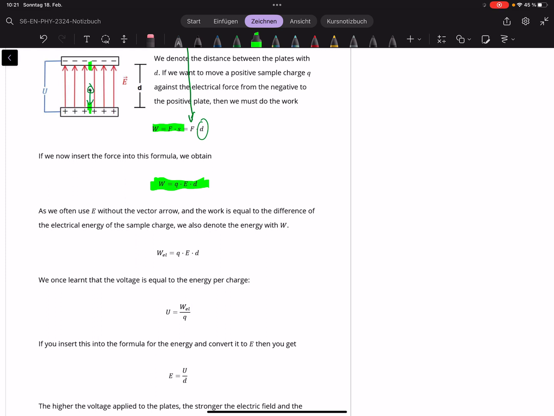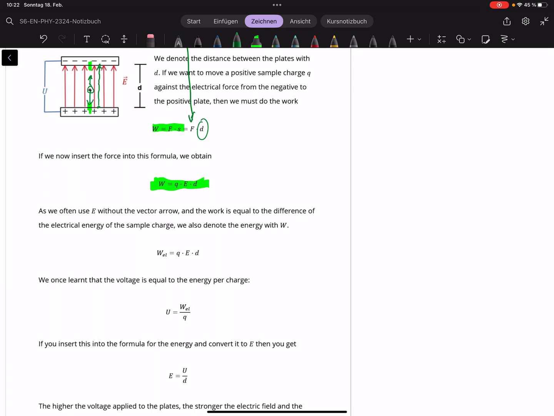it's easier to look at the other case where the positive particle is moving from here to there. So if we release that particle here and it's moving all the way here, then the electrical energy that is given to the charge is converted into kinetic energy. It accelerates, and so that electrical energy is Q times E times d.